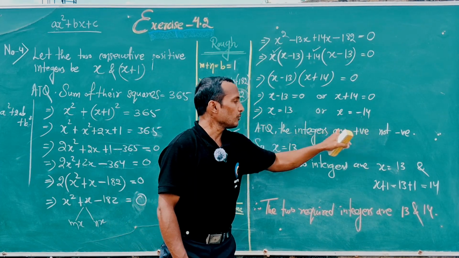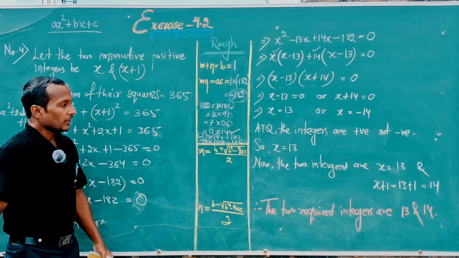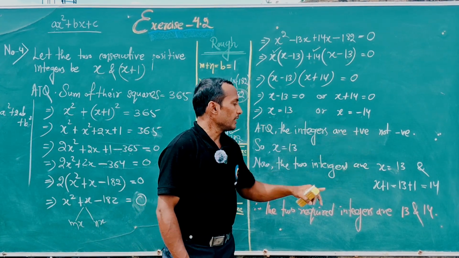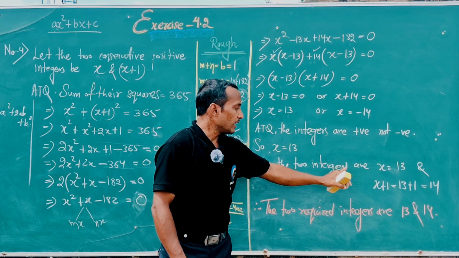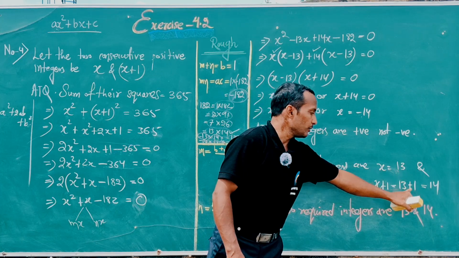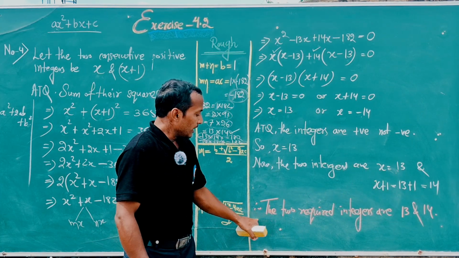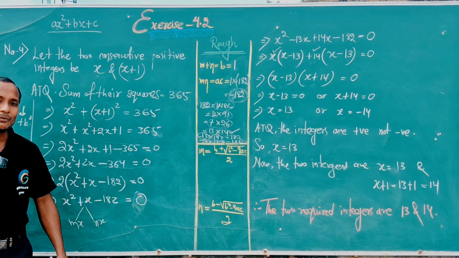x is equal to minus 14 could not be taken because the question was telling you there are two consecutive positive integers. According to the question, the integers are positive, not negative. So x is equal to 13, not minus 14. So the two integers are x is equal to 13 and x plus 1 is equal to 13 plus 1 is equal to 14. Now concluding line, the two required integers are 13 and 14. This ends question number 4.